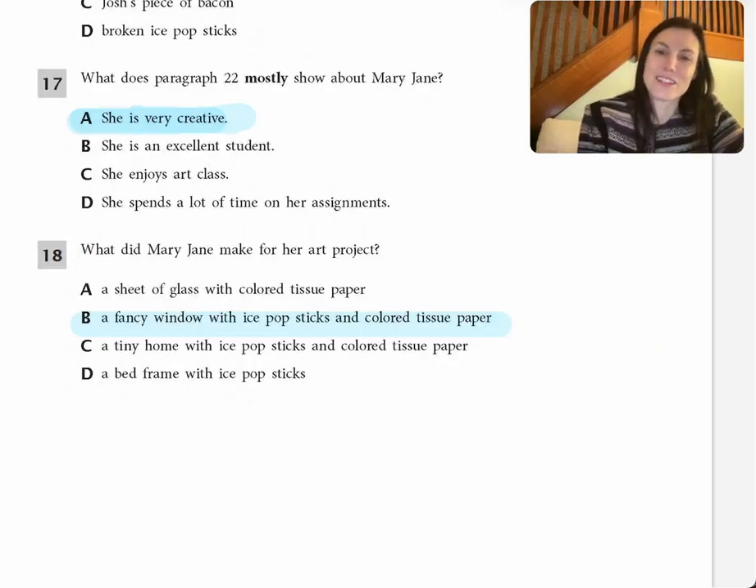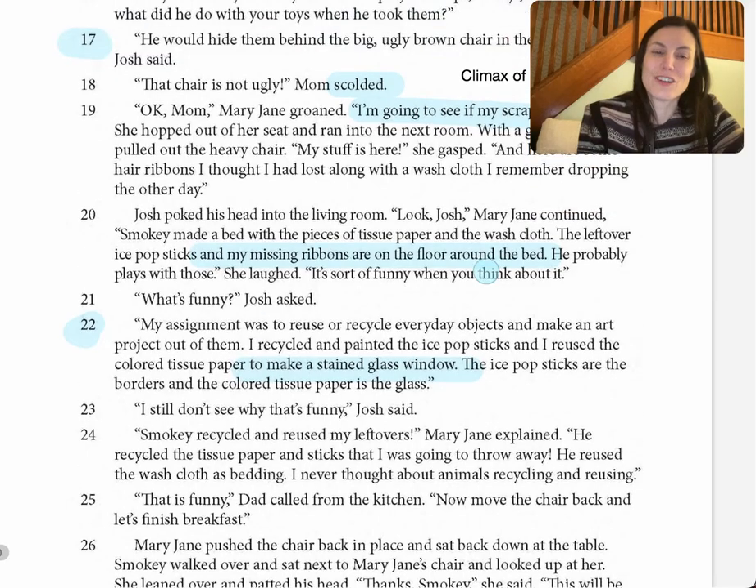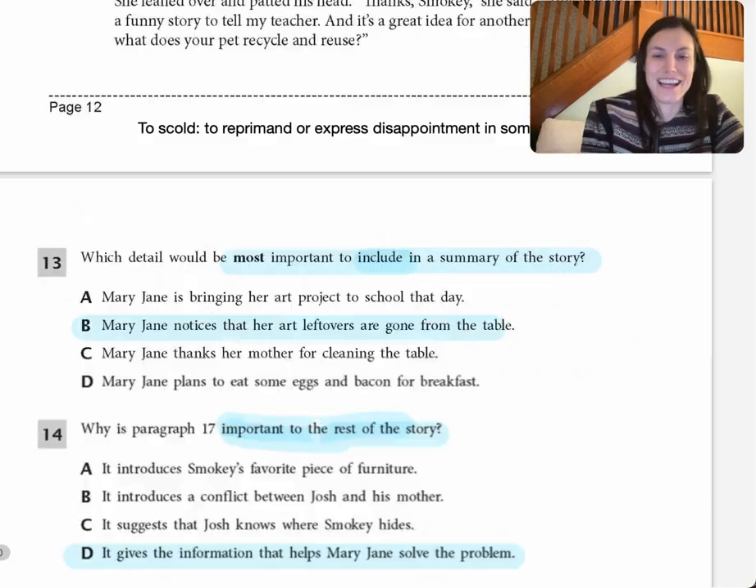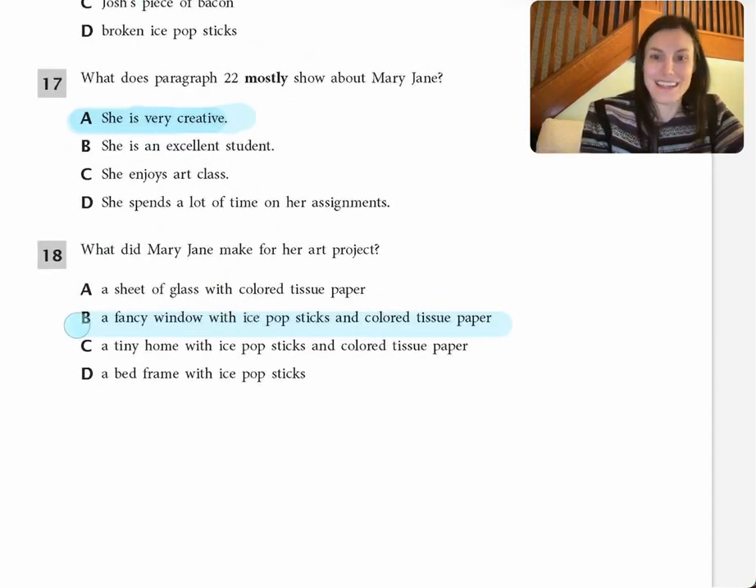So they're kind of trying to trick us here because technically she couldn't have made a sheet of glass, right? A stained glass window would be those windows that might be at churches that have pictures in them. So she didn't actually make glass because that would be really hard to do. She would need a glass melter kind of thing. So she made it look like the glass. So for this one, it has to be B because she made a fancy window, aka stained glass window. And those would be the questions for Mary Jane and her recycled sticks.